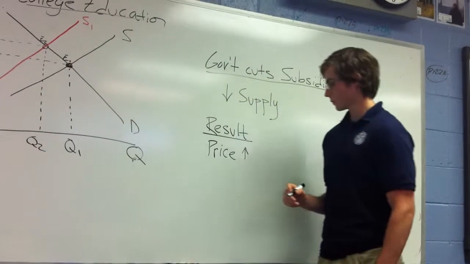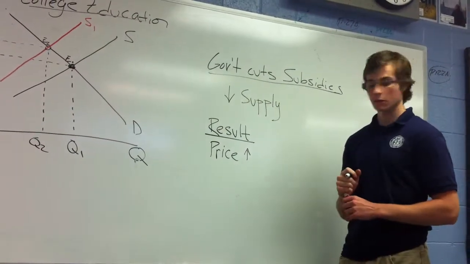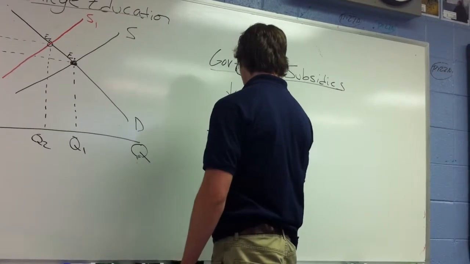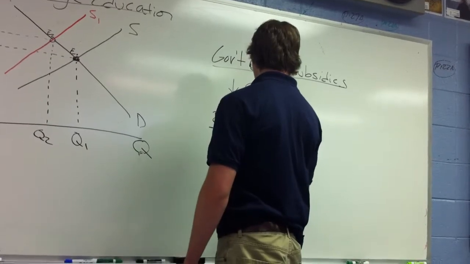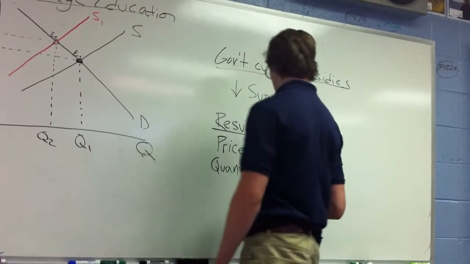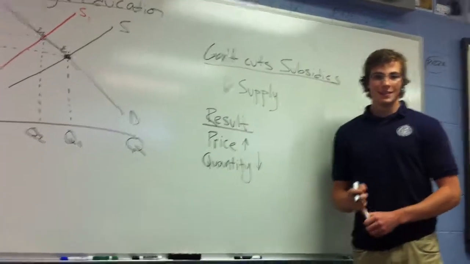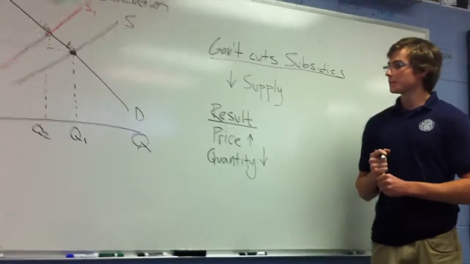And what happened to quantity? The quantity of education consumed went down. Quantity down. And that's it. So we've analyzed the market based on what happened because of a cut in government subsidies.